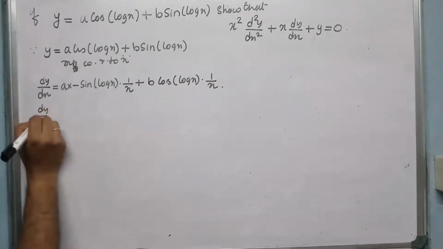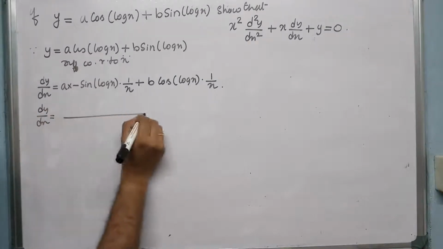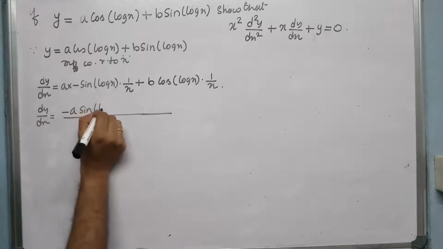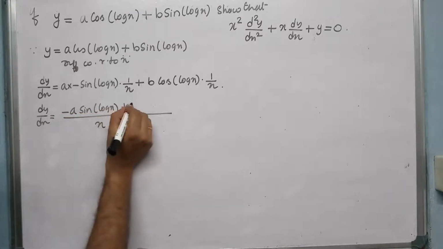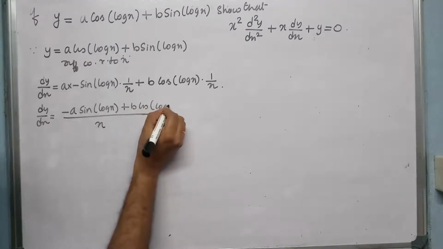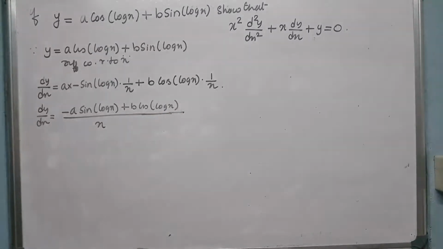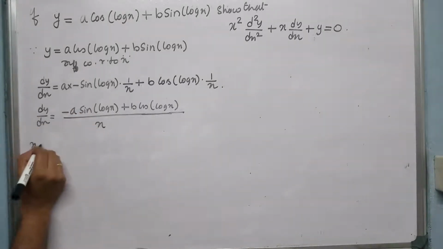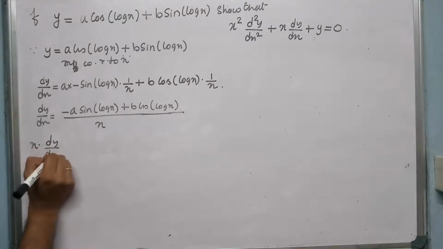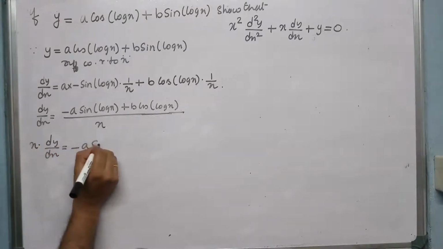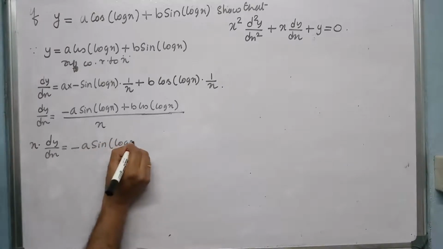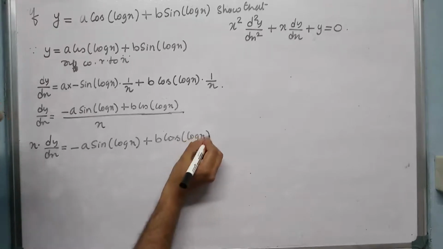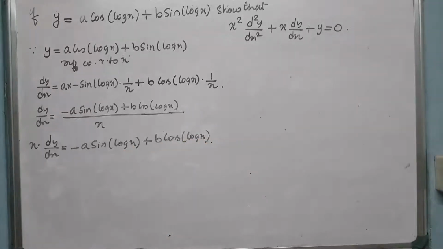Now for dy by dx, I'll take x as LCM. Then we have a sine of log x plus b cos of log x, all over x. Now it is also in numerator over denominator form. What you have to do next is cross multiply, then find the second order derivative. So x dy by dx equals minus a sine of log x plus b cos of log x. Now we'll use the product formula.